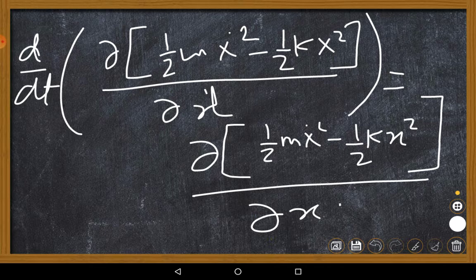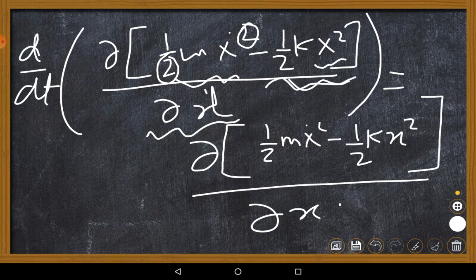Now how to proceed? Well, you take each term, break it into parts and do the partial. Partial of half m x dot squared with respect to partial of x dot, like you do derivatives, the 2 gets cancelled with the half, and you get m x dot. Partial of half k x squared with respect to partial of x dot. Now answer this question. Is x a function of x dot? No. So can you do the partial derivative of x with respect to x dot? No. So the partial of this term with respect to partial of x dot is 0. This gets ruled out. This is m x dot.